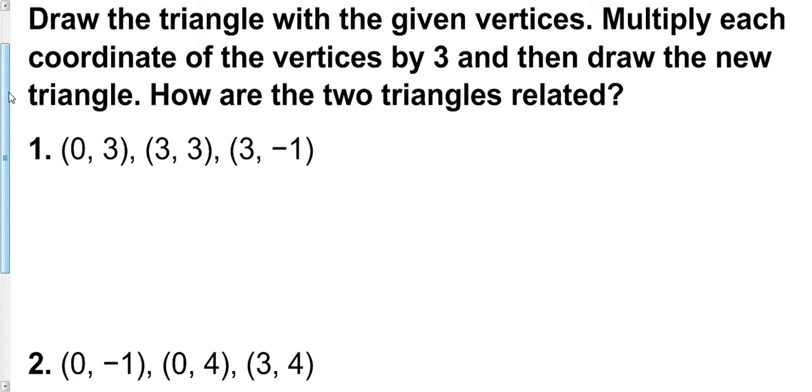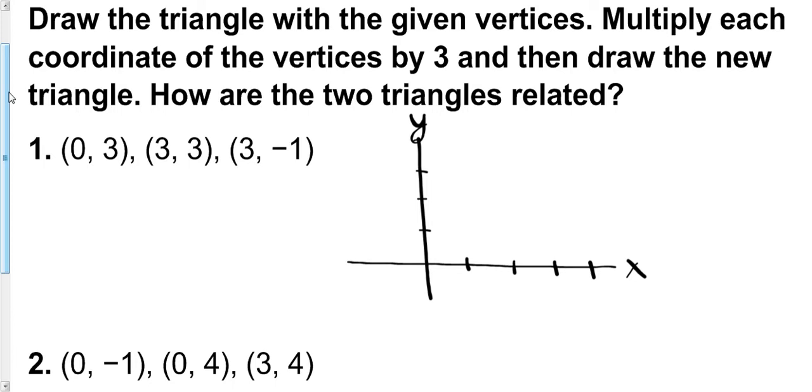So let's draw a quick coordinate plane, just to track what a triangle looks like with these vertices. It's 1, 2, 3, 4 here, 1, 2, 3, 4 here. We'll make this the x-axis and the y-axis. Let's plot this first point at 0, 3. So that's right here.